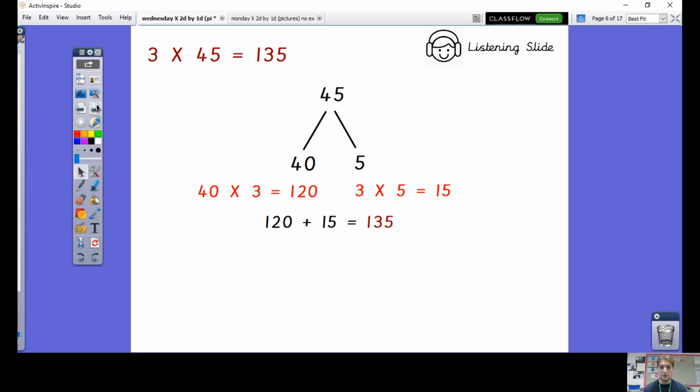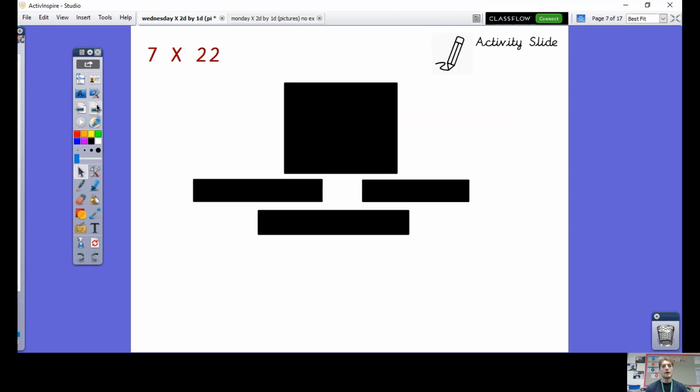Right. Now I've shown you how to do one, I would like you to have a go at partitioning to answer this question. 7 times 22. Pause the video and have a go at doing that now.